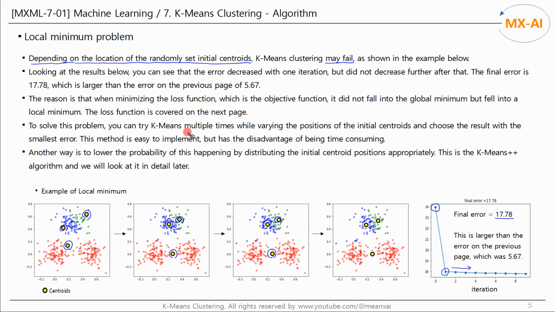To solve this problem, you can try KMeans multiple times while varying the positions of the initial centroids, and choose the result with the smallest error. Although this method is easy to implement, it has the disadvantage of being time-consuming. Another way is to lower the probability of this happening by distributing the initial centroid positions appropriately. This is the KMeans++ algorithm, and we will look at it in detail later.